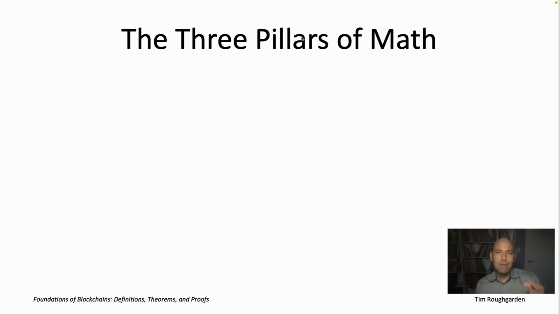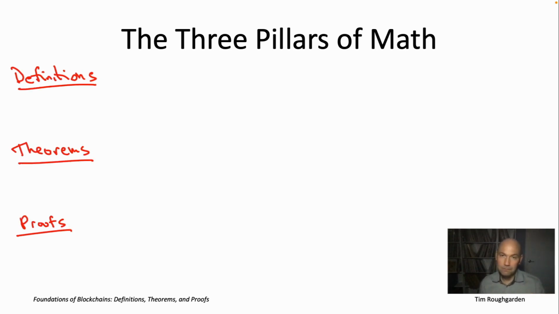Now let me drill down further into what I'm going to somewhat cheekily call the 3 pillars of math, by which I mean definitions, theorems, and proofs. To be clear, I just totally made up this phrase just now. I don't think anyone talks about the 3 pillars of math. If anyone was talking about it, they'd probably be referring to 3 areas of mathematics, like analysis, algebra, and geometry. And that's not what I'm talking about.